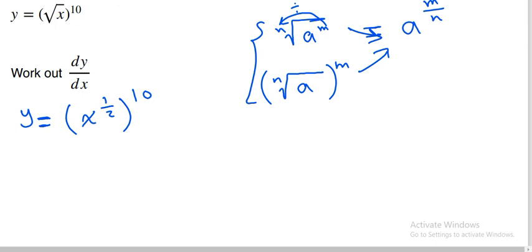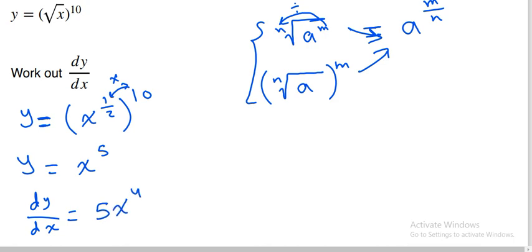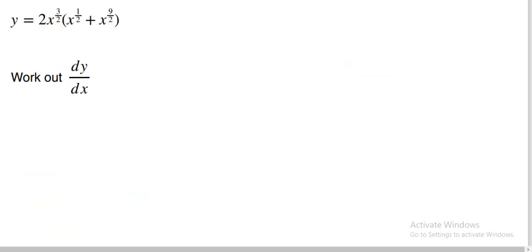So here we can write it direct, 10 over 2, or first change the root to be power and multiply powers. So y will be x to the power of 5. 10 multiplied by 1 over 2 equal 5. Then we can differentiate. It will be 5x to the power of 4. Next question.